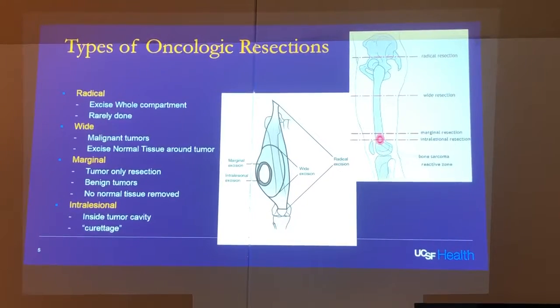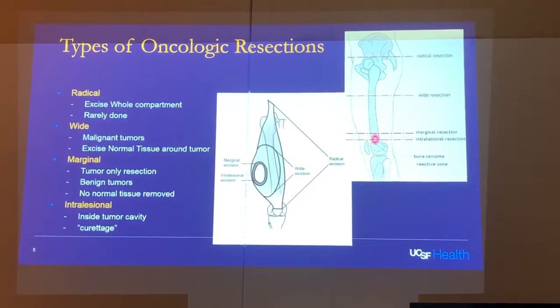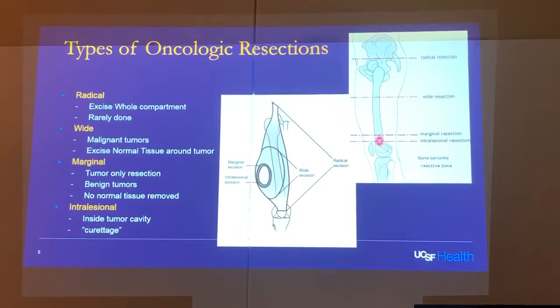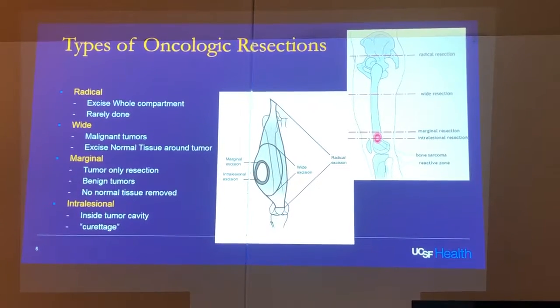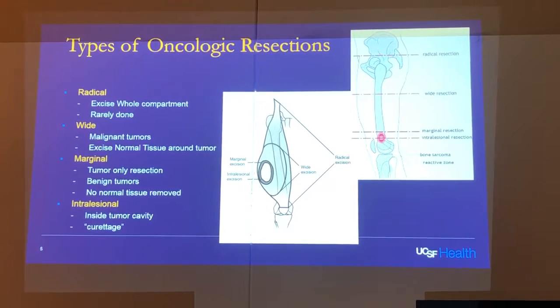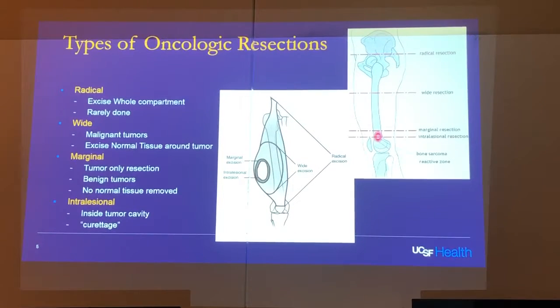So for the one on the left, the soft tissue, intralesional means inside the tumor, marginal is right around the rim, and a wide excision is taking extra tissue around that, and with the bone tumor on the right.